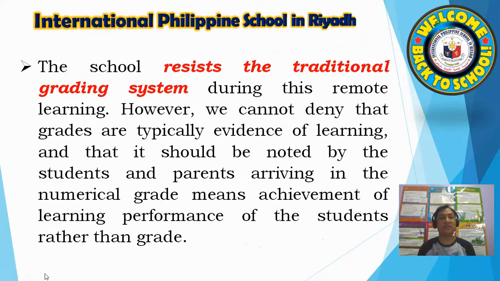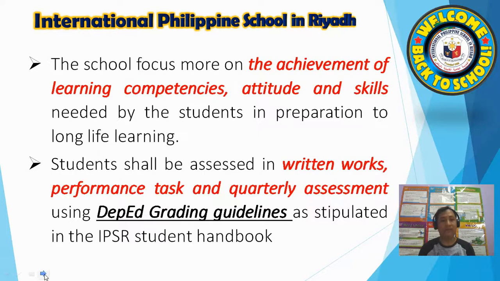Grading system. So the school receives the traditional grading system during this remote learning. However, we cannot deny that grades are typically evidence of learning and that it should be noted by the students and parents that arriving at a numerical grade means achievement of learning performance of the students rather than grade. The school focuses more on the achievement of learning competencies, attitude, and skills needed by the students in preparation for lifelong learning. That's why the performance output is very, very important.